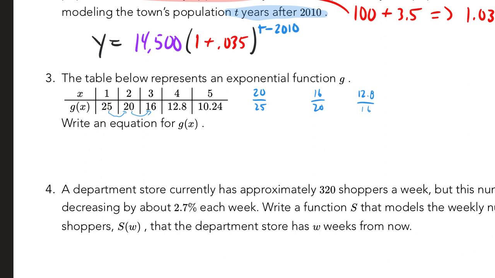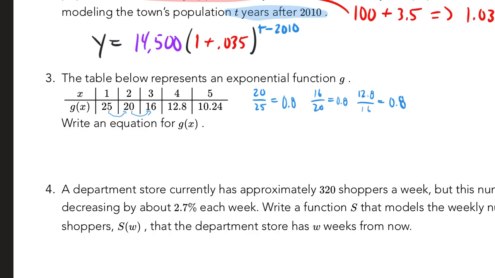So checking all these would just make sure that we have the right value, that these all should be the same. So 20 divided by 25 is 4/5, which is 0.8. 16 divided by 20 is also 4/5, which is 0.8. And I would assume that 12.8 divided by 16 is also going to be 0.8. Check that real quick. And it is. So there's my growth rate, or I guess in this case, decay rate. So each value is 80% of what it was before. We're not losing 80%, we're keeping 80%.